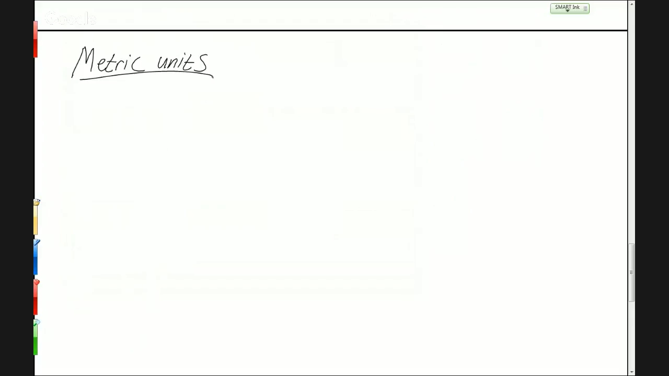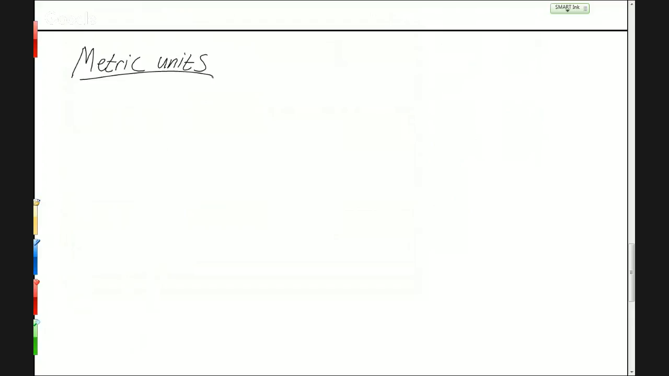So what are some of the metric units that you know? Centimeter. Okay, centimeter, so meter, yeah. Kilogram. Gram, yeah. Kilometer. What else do we have? Liters for volume. Yeah. And grams. What else did we use? Degrees C for temperature. So those are metric units.